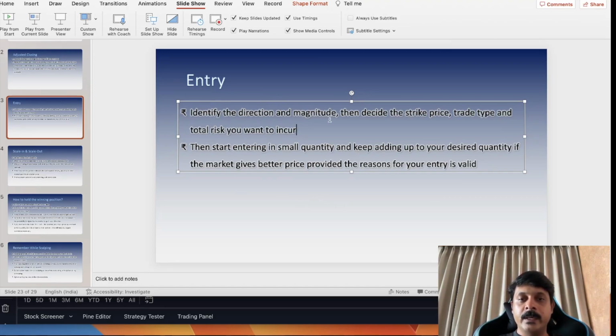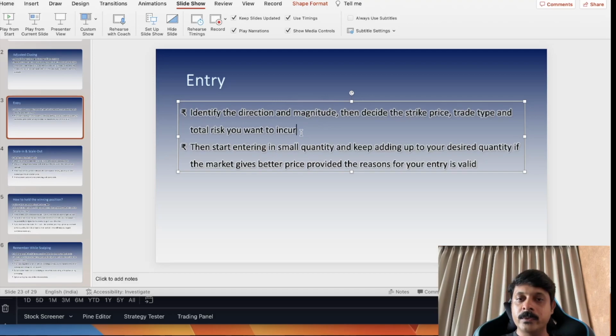So identify the direction and magnitude. Identify the direction based on the market analysis. I look at whatever the chart patterns, or the positions, or the open interest, or the way the market has been moving. Based on those things, I identify the direction. Identifying the direction means I form a view on the direction. It doesn't mean that it will always be correct. If my identification, or my estimate, is wrong, my trade will be wrong.